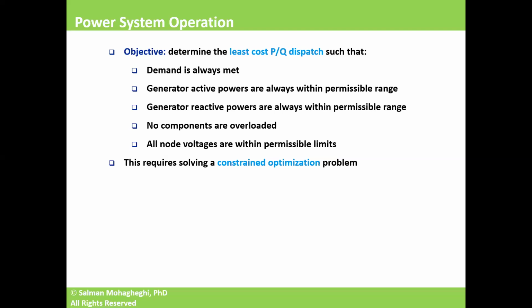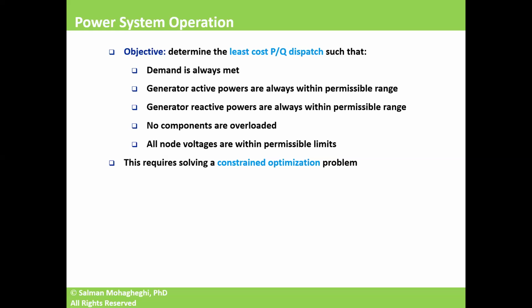So transmission lines and transformers are not supposed to have currents or power flowing through them that is beyond their capacity. And last but not the least, the voltages within the system have to remain within permissible limits, which under steady state conditions is typically plus or minus 5%. In per unit terms, that means no node voltage is allowed to go below 0.95 per unit or above 1.05 per unit.